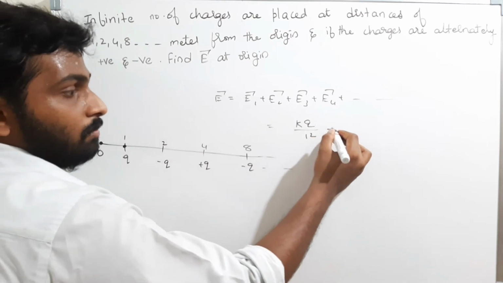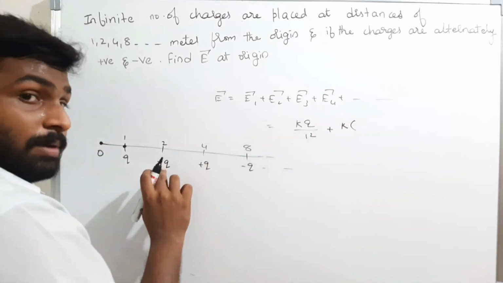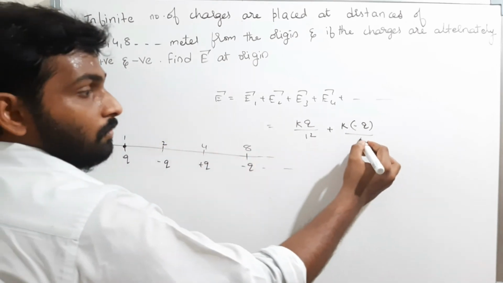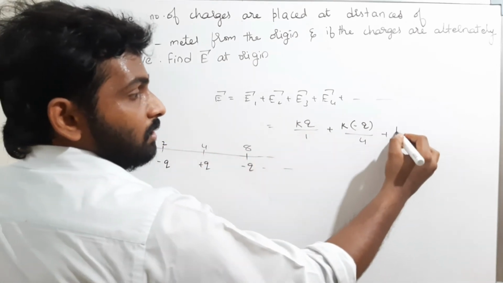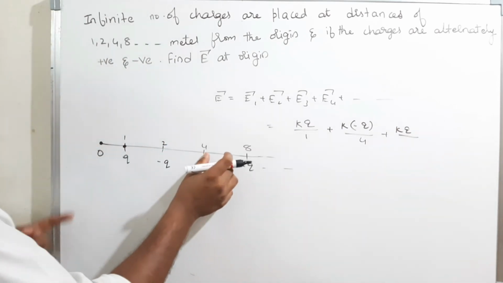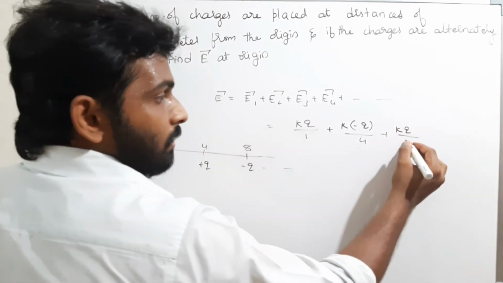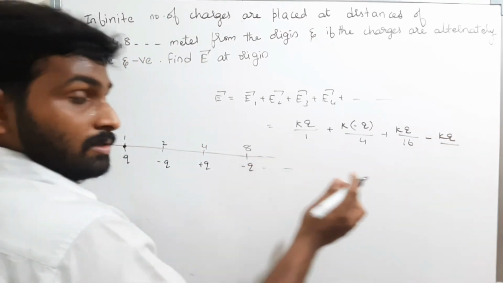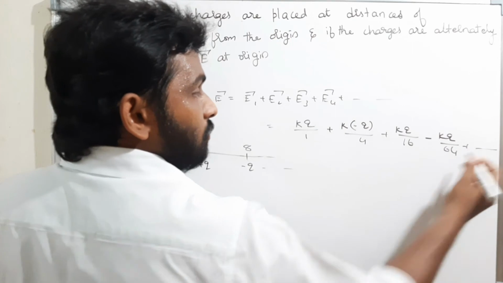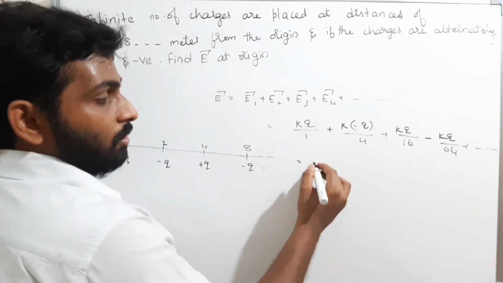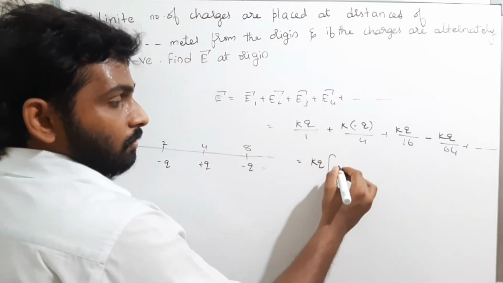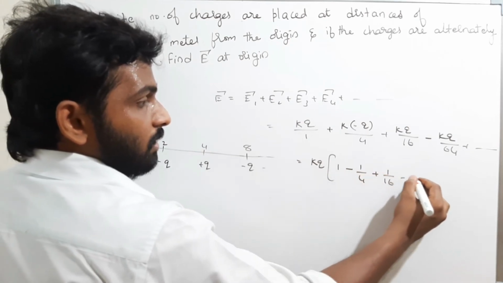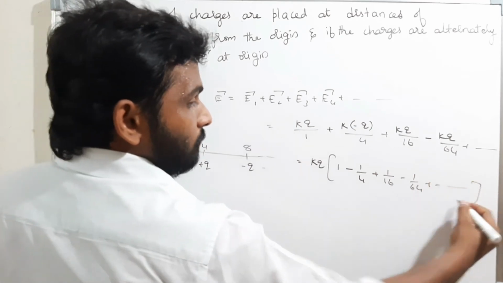Therefore, KQ by 1 square, plus K times minus Q by the distance 2, 2 square is 4, plus KQ by the distance 4, that means 4 square is 16, minus KQ by 8 square which is 64, plus so on. Now I am taking KQ common. If I take KQ common, what will I get? 1 minus 1 by 4 plus 1 by 16 minus 1 by 64, and so on.